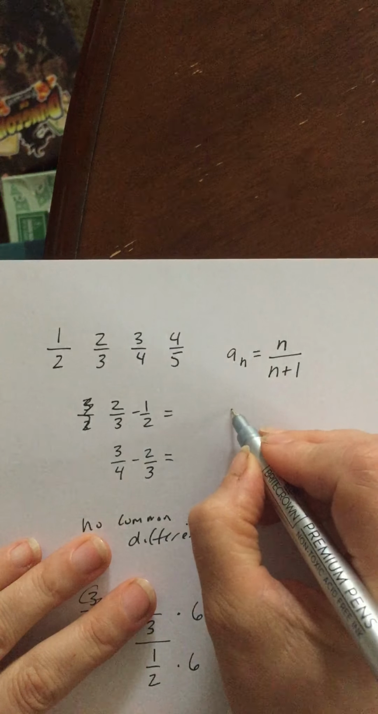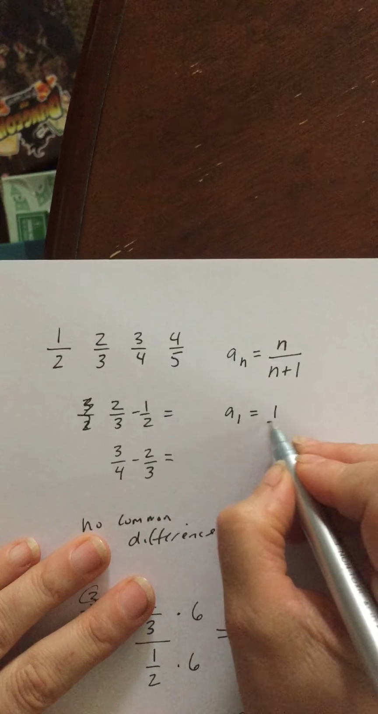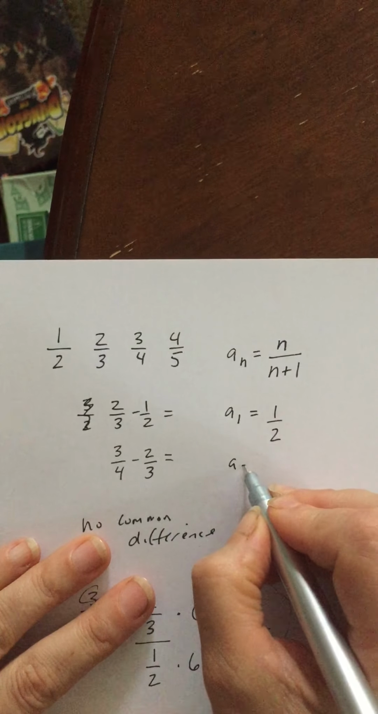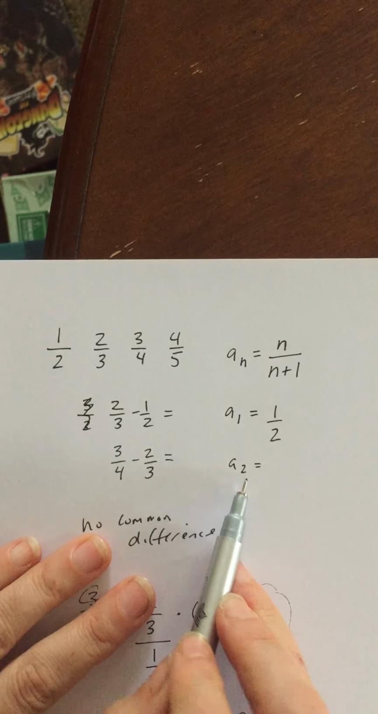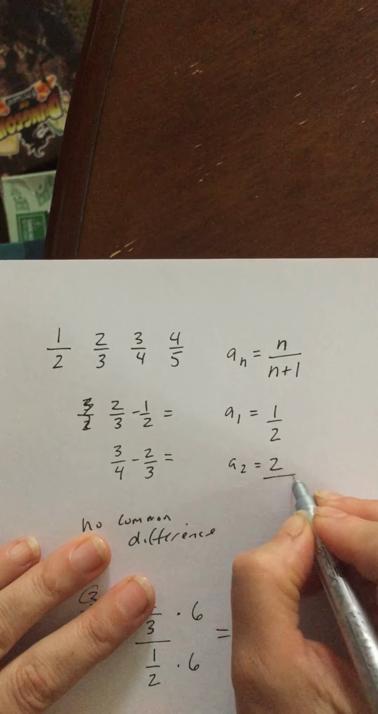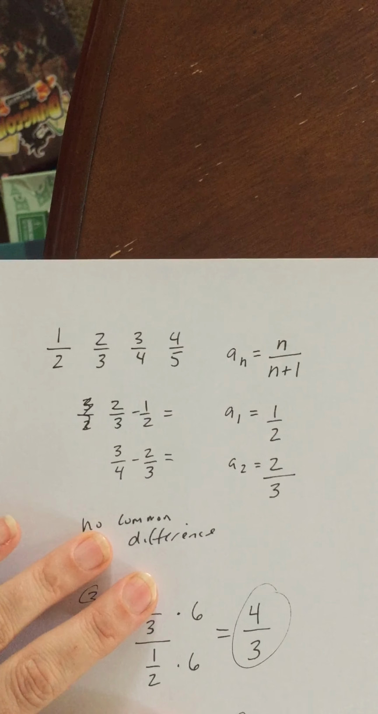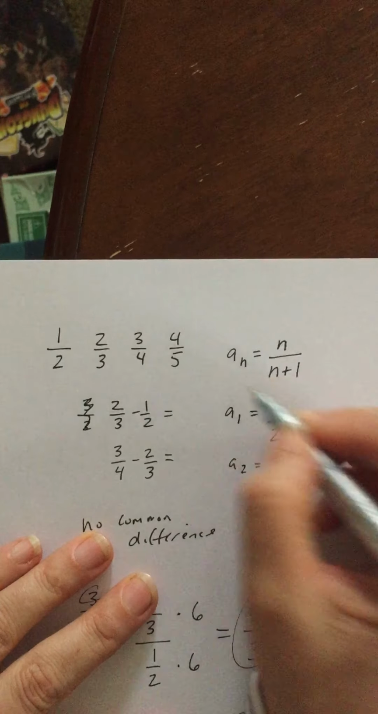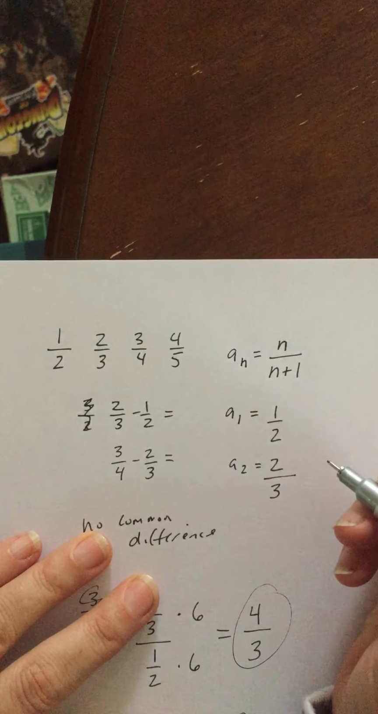Let's see how that works. A sub 1 would be, n is 1, so 1 over 2, right? A sub 2, now n has a value of 2, so I'm going to put 2 over 2 plus 1, which is 3. So hopefully you see that this kind of definition would work for it, and that would be an explicit definition because it jumps and gets you there.